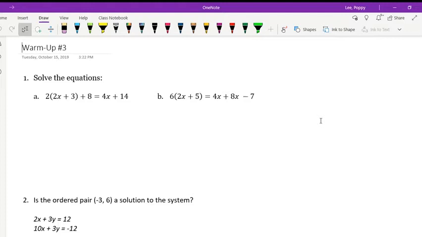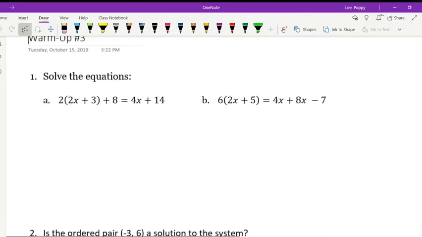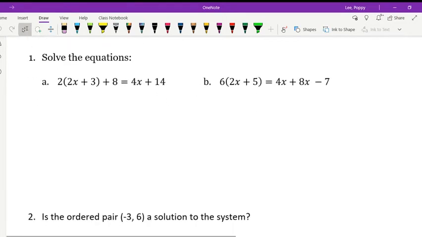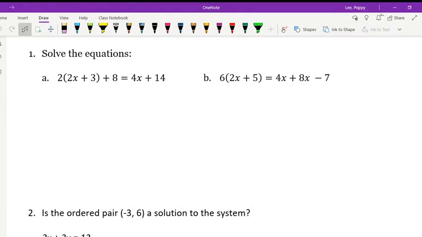For day 3, we're going to do a quick little warm up here. On number 1, solve the equations. I'm guessing these are going to be some special types, so let's see what happens. What I want you to do is pretty please pause the video and do these problems on your own real quick in your day 3 packet. And then, of course, turn the video back on to play to make sure you did it correctly.